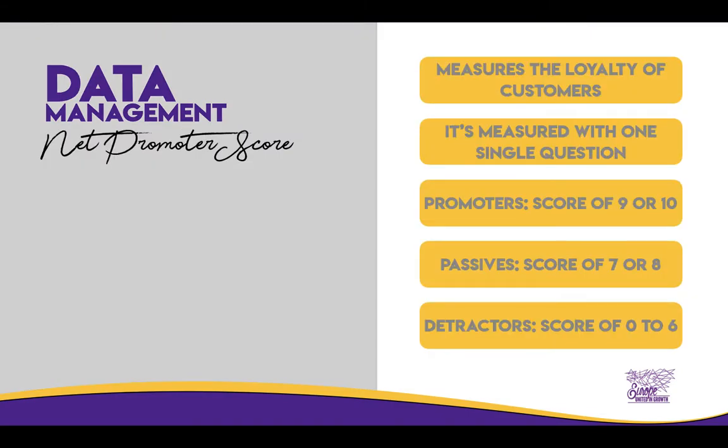It's Net Promoter Score. It's used not only in ISEC but in almost every organization. What it does is measure the loyalty of the customers, and it is measured through a single question. Then you will have three types of answers, or customers who answer the survey: the promoters, whose score is between 9 and 10, the passives, whose score is 7 and 8, and detractors, from 0 to 6.